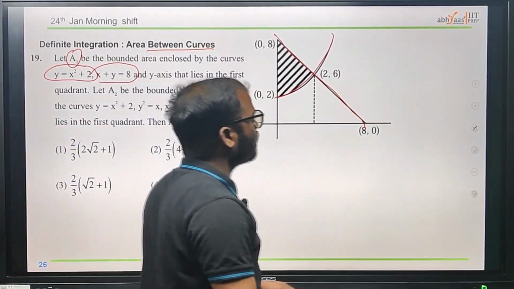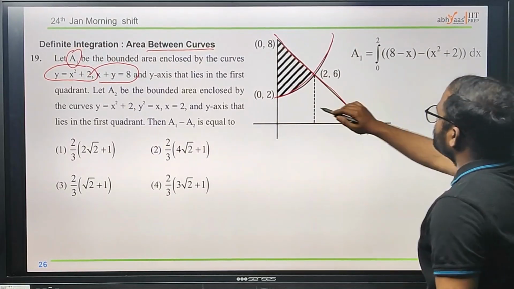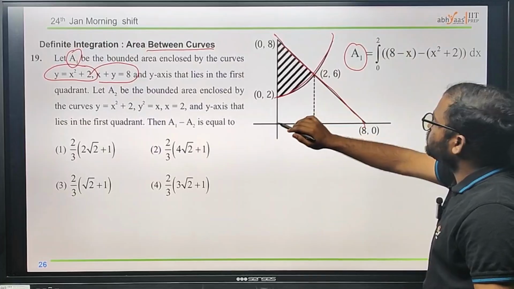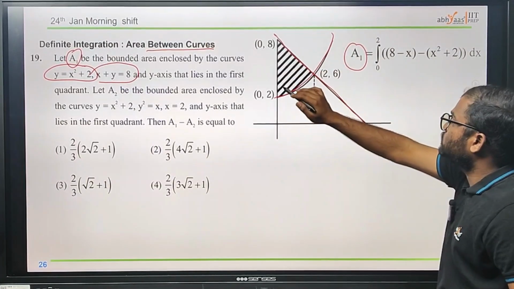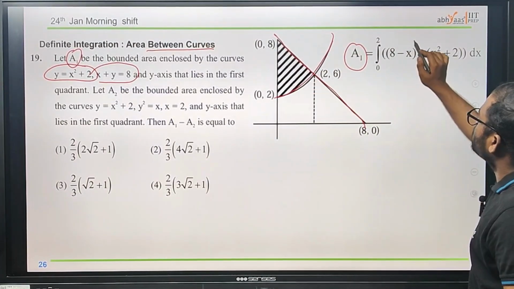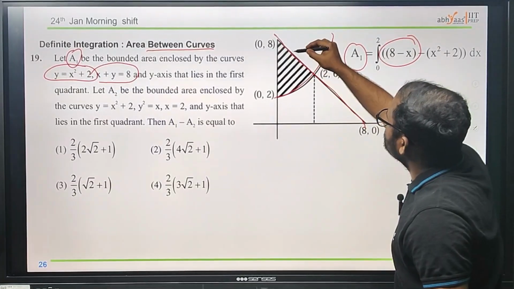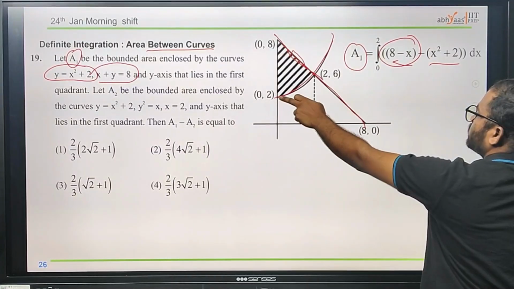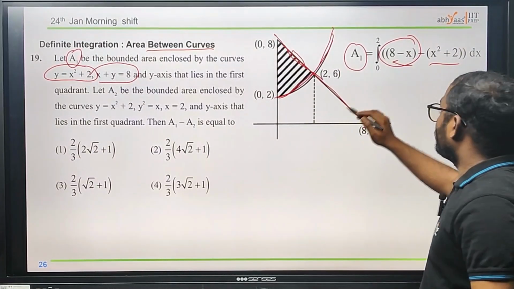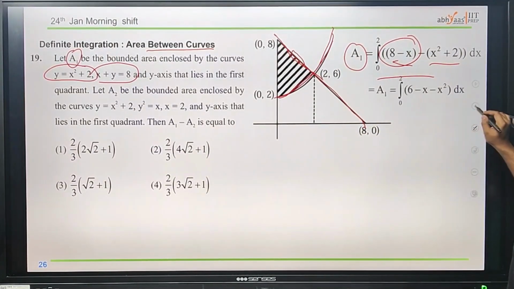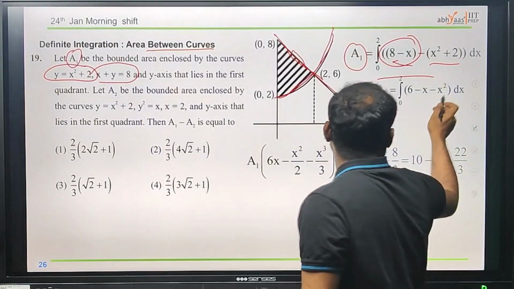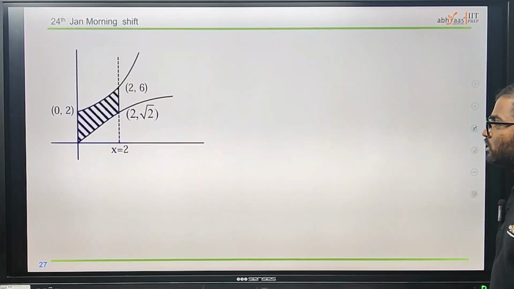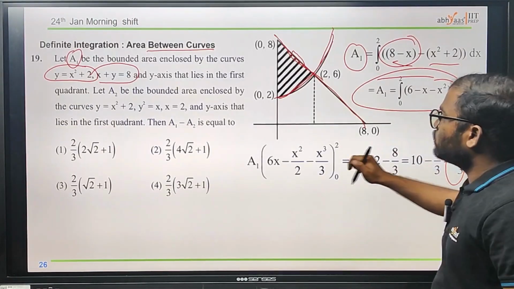For A2 as well, first we do A1, which goes from 0 to 2. This is the region from 0 to 2. First we need to take this line minus this one. We know why we are doing that. After that, some simplifications lead to this. It is easy for you to do this, and we get 22 by 3.